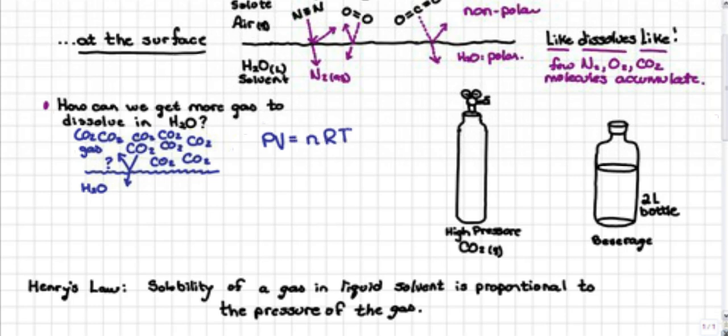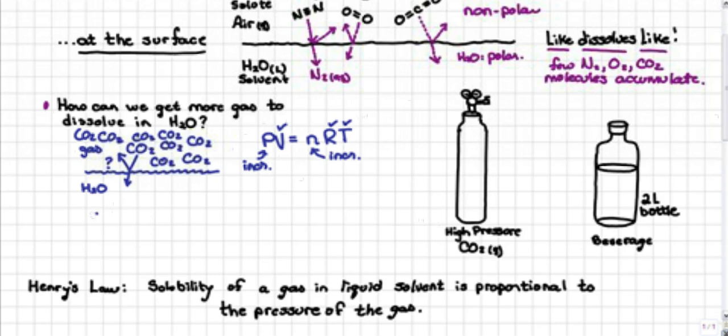What we've done by increasing the number of gas phase molecules, we've done nothing to R. R is a constant. We'll assume the temperature hasn't changed, and we'll assume the volume of the container hasn't changed either. But if we've increased N, the number of gas phase carbon dioxide molecules, we have also increased the pressure. We've increased the pressure of the carbon dioxide, which consequently increases the number of carbon dioxide molecules above the water, which increases the likelihood that some of them will dissolve.